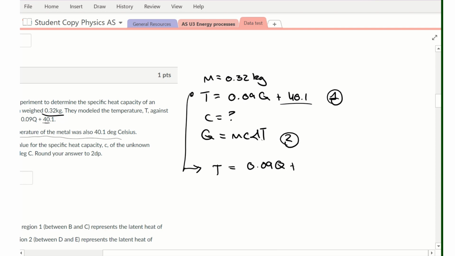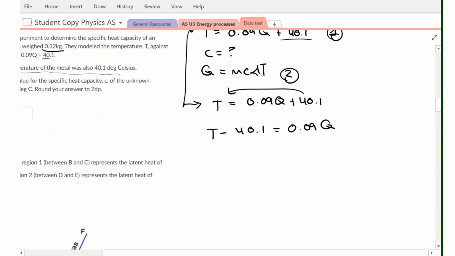But I'll just rewrite this whole thing first. Put it over here. T minus 40.1 is equal to 0.09 Q. Excellent. Now, hopefully, this is looking a little bit familiar. So T_F minus T_I, because that's exactly what 40.1 is. That's our initial temperature. So I've actually got the equation for delta T. T_F minus T_I. That's exactly what we've got right here. So I'm going to rub that out. Now that we've remembered what delta T is equal to, I haven't changed anything on the right yet. But I can rewrite this as delta T equals 0.09 Q.